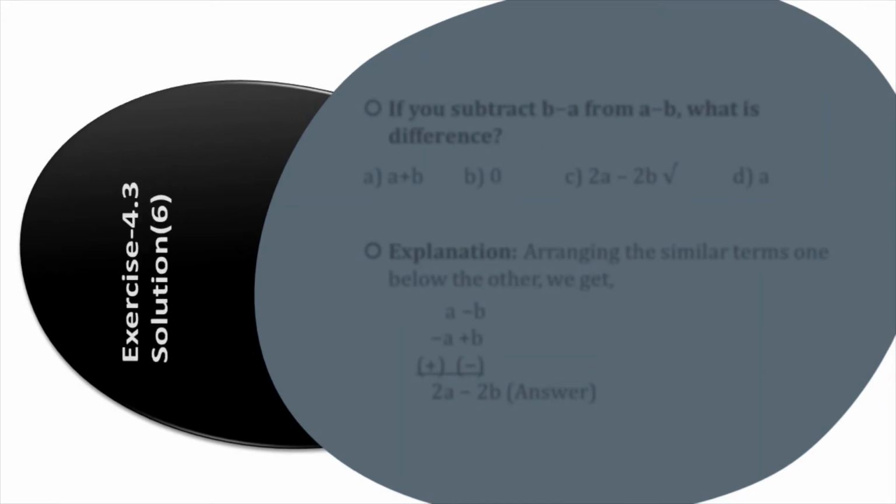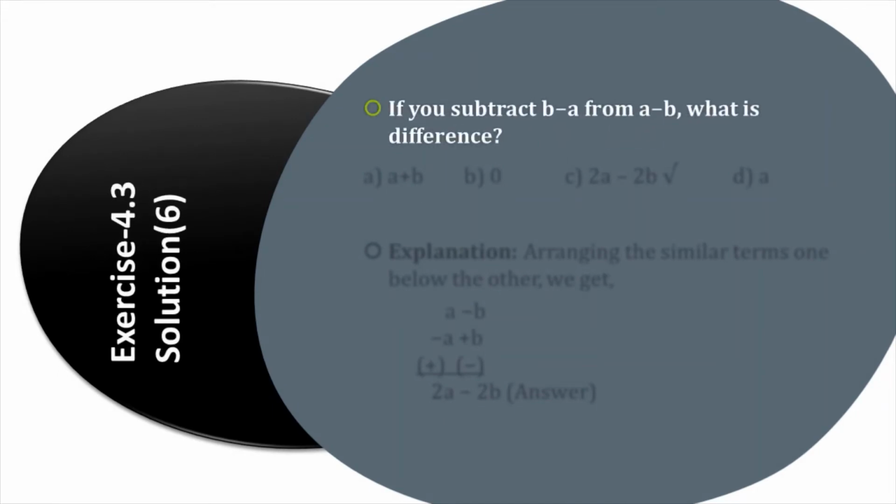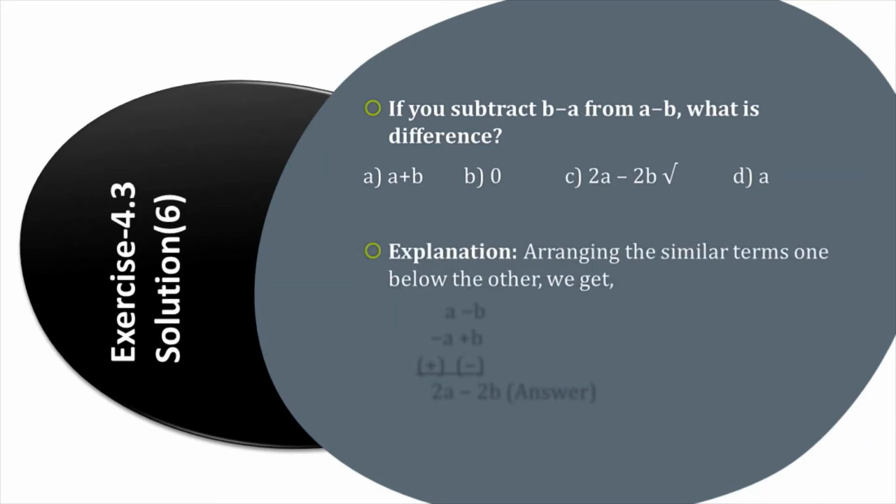So this is solution number 6. If you subtract b minus a from a minus b, what is the difference? So these are the options, my dear. The answer will be C, 2a minus 2b. Let us see the explanation. Arranging the similar terms one below the other, we get, or you can see the same variables one below the other, a minus b.